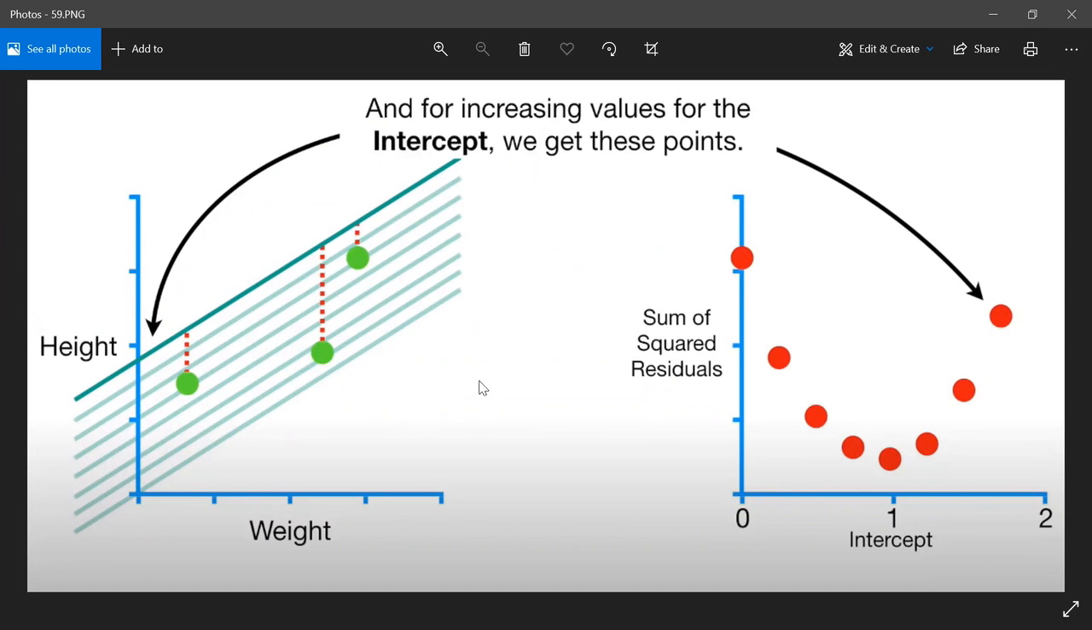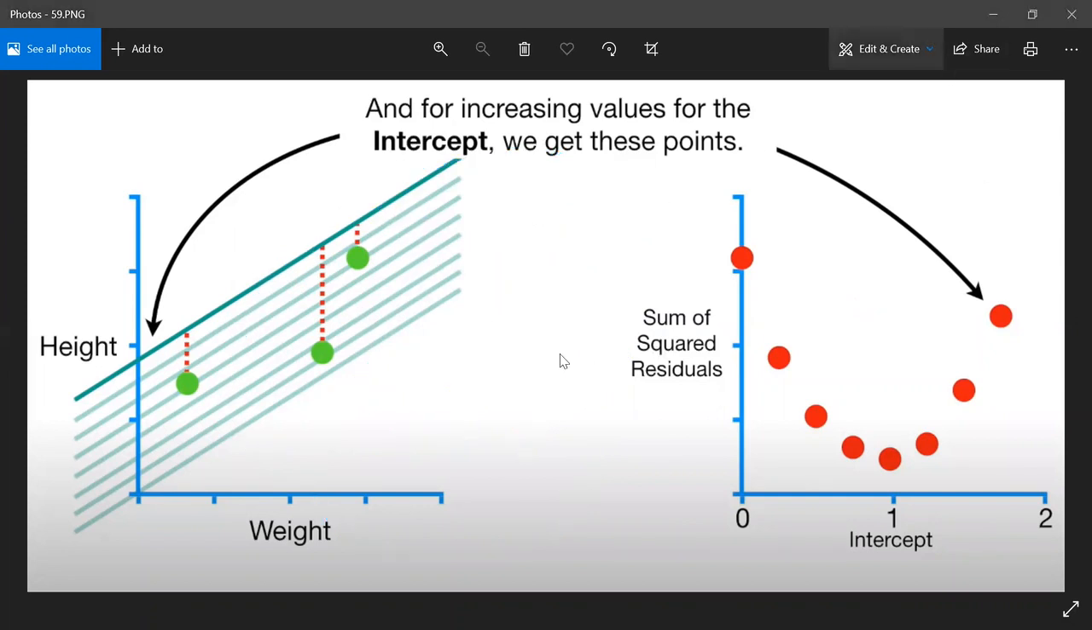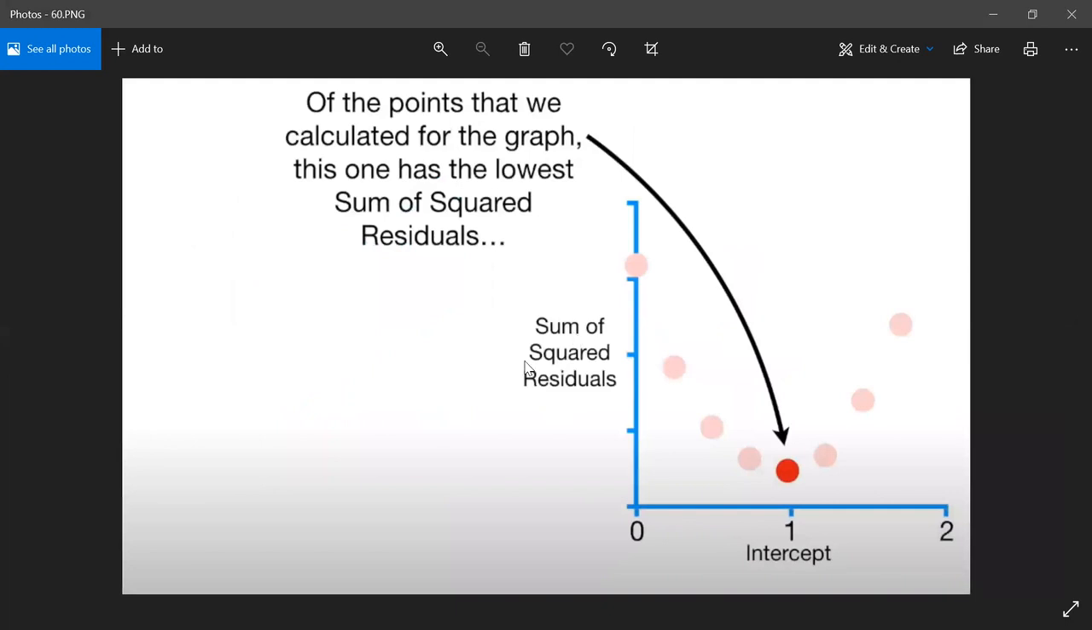Yes, guys. But in real-time data, what happens if you have 20 lakh rows? If I compute all this in this way, my project is never going to end, isn't it? So let me explain this one. I hope you understand before I talk about another concept. Of the points that we calculated for the graph, this one has the lowest sum of squared residuals.